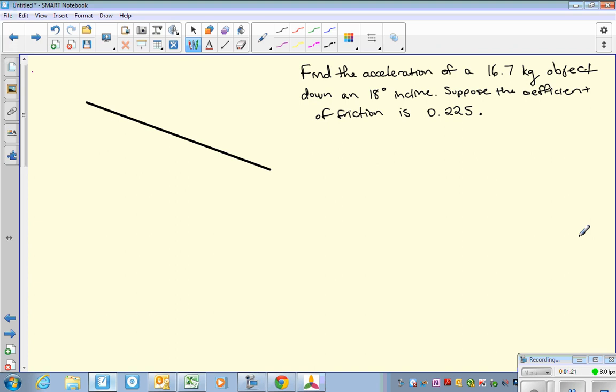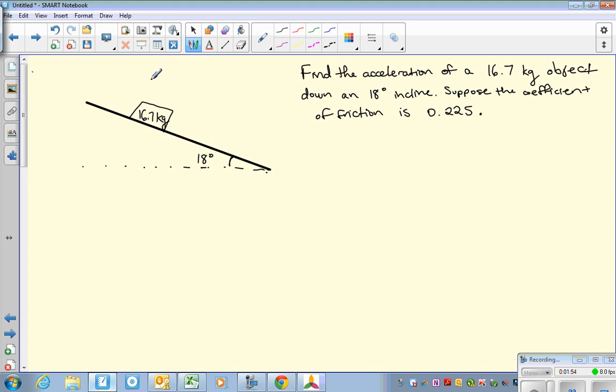So I've started to get a diagram going, but really this is an incline, so I need the imaginary horizontal base of that to get my angle written. So my 18-degree angle will go here. I have an object that is 16.7 kilograms, and I know that it is basically sliding down this. And so I have a bunch of forces going on.